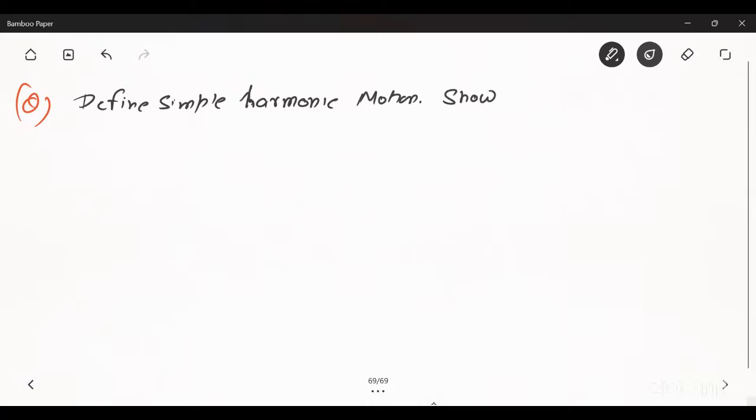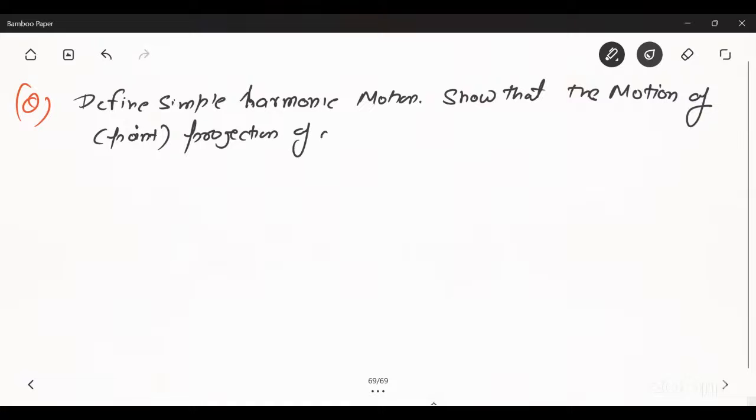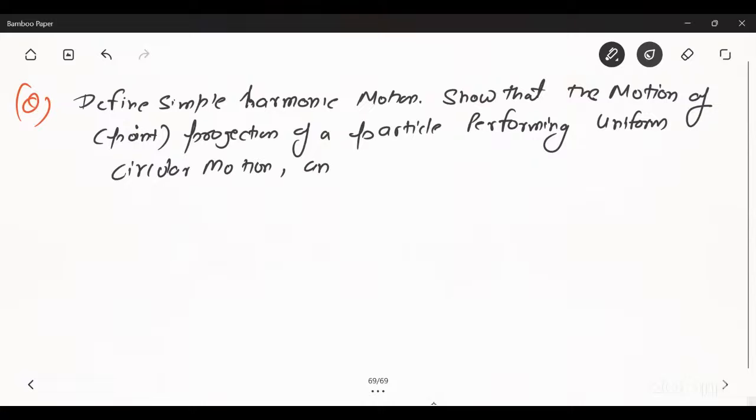Show that the motion of the projection of a particle performing uniform circular motion on any diameter is simple harmonic.